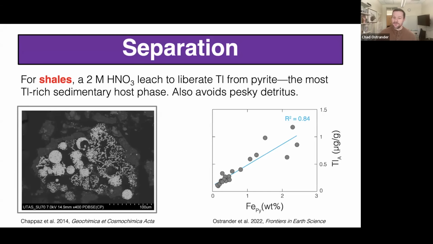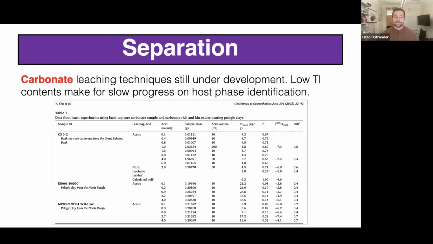It tends to trend with things that also track pyrite, like pyritized iron. And this also avoids pesky detritus. We know what the thallium isotope composition of the bulk upper continental crust is. We're not interested in that for most of our applications. It's also harder to digest those minerals. We try to stay away from those.